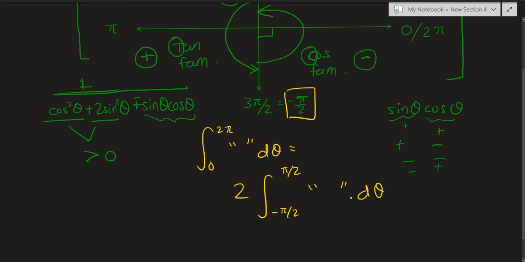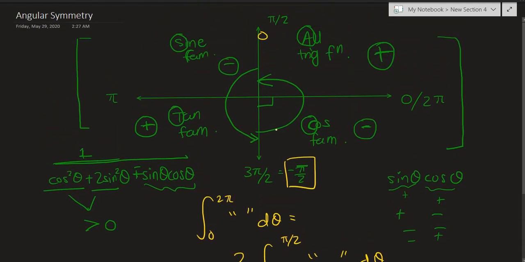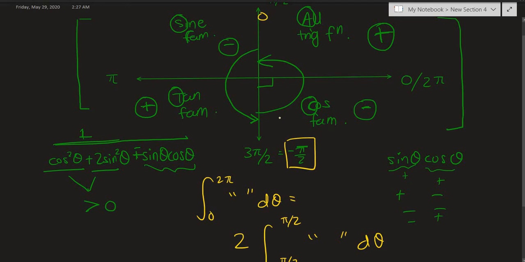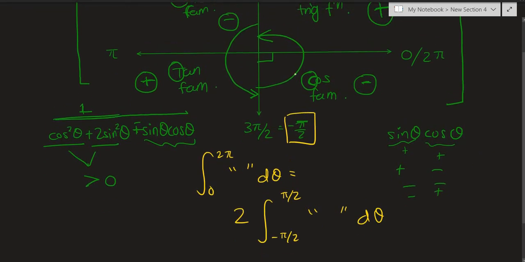So I'm proposing this angular symmetry over here because, as I just explained, the integral from negative pi over 2 to pi over 2 is just equal to the integral from pi over 2 to negative pi over 2, in the other half of this complete circle. So the integral over 2 pi is basically 2 times the integral from negative pi over 2 to pi over 2, because you just have that half repeated over there. You have this thing just being repeated over here.